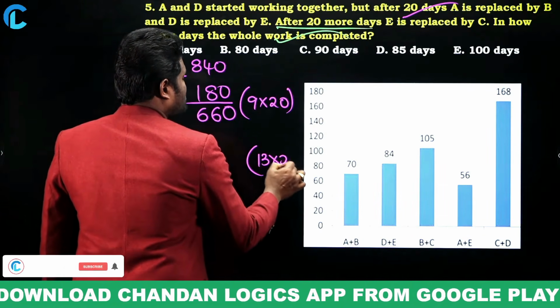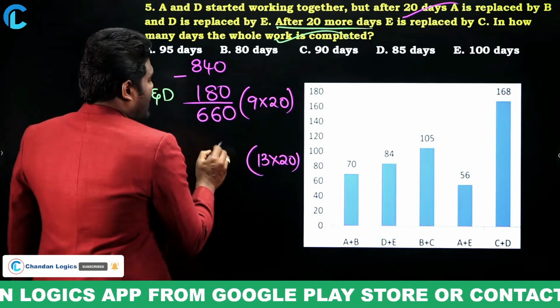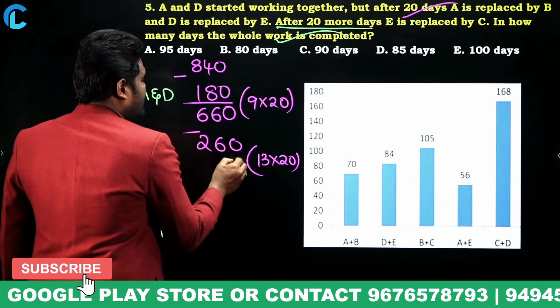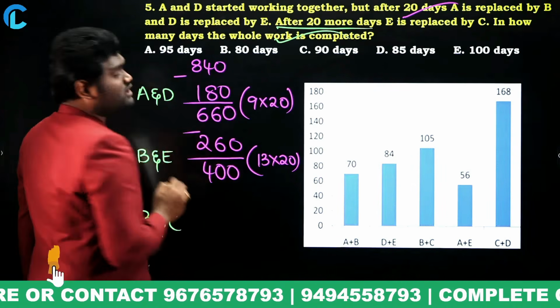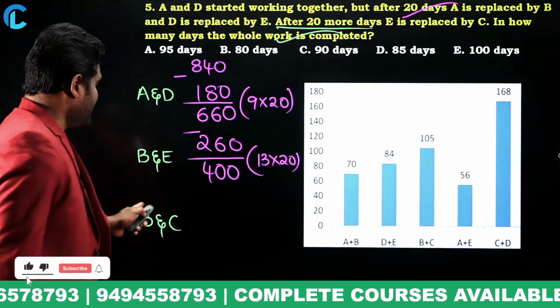So 20 days means 13 into 20. Now this is going to be how much? 260. Out of 660, 260 completed. Remaining balance is how much? Remaining balance is 400. Now this 400 should be done by whom? This 400 should be done by B and C together.